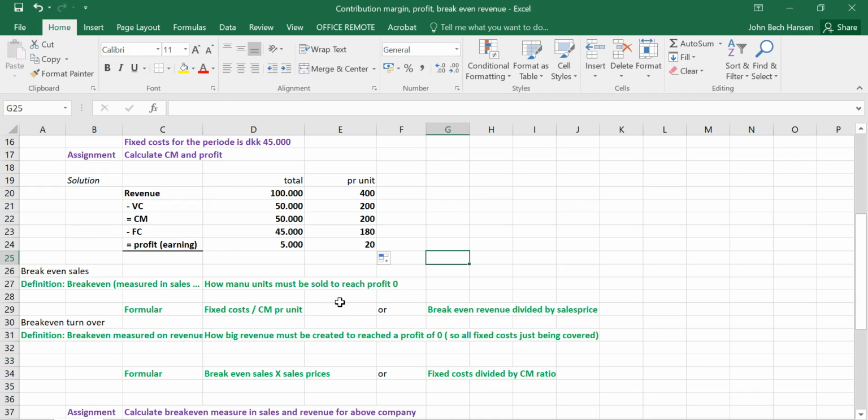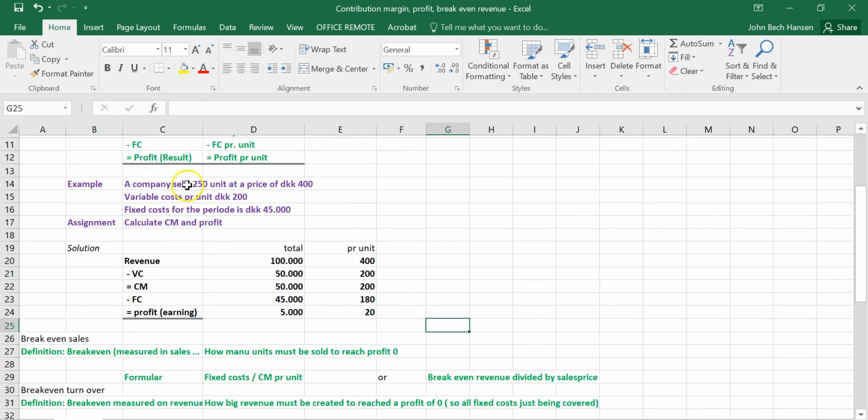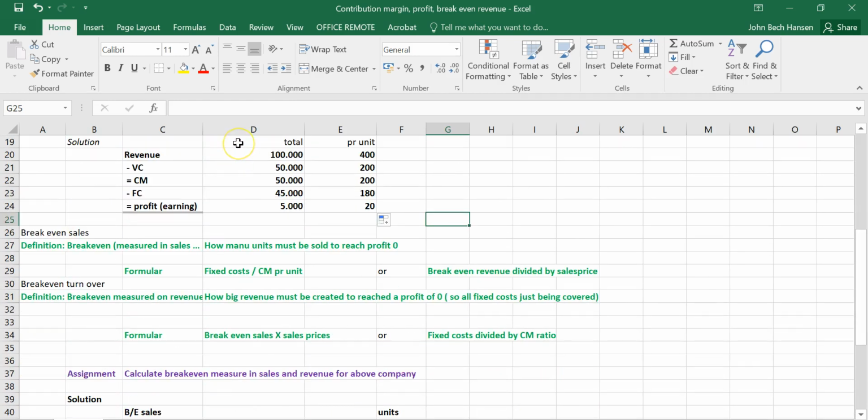So how do we calculate the break-even sales? Well, it is the fixed cost divided by the contribution margin per unit. And in this case here, we have the fixed cost, and we can also calculate the contribution margin per unit. So we have different break-even terms. We have break-even sales, so that is the break-even sold units, but we also have break-even turnover. So if we want to know how much turnover we want to make in order to avoid loss.